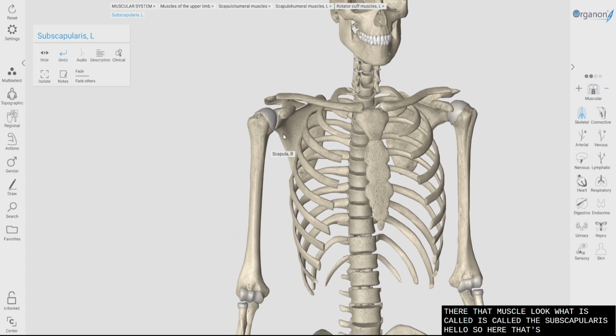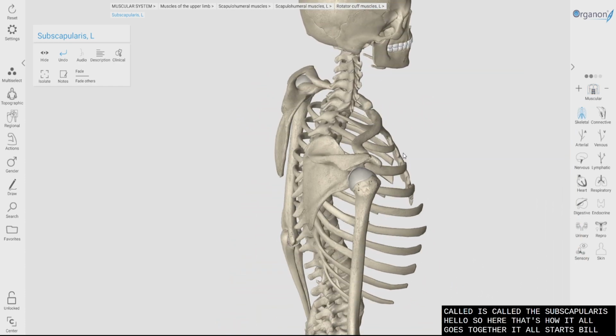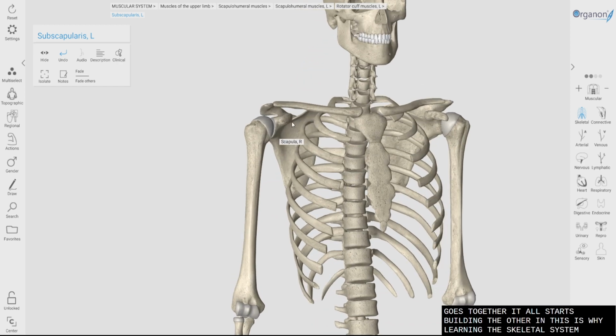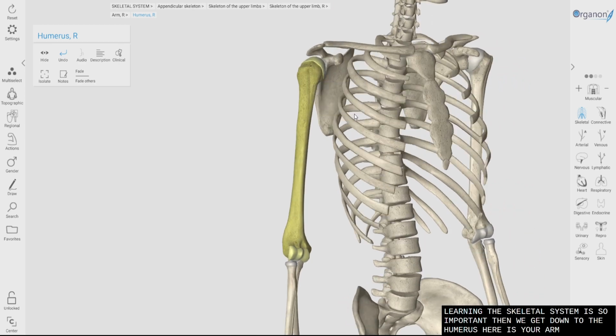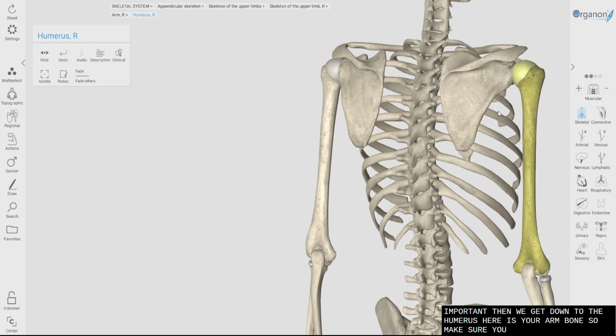So that's how it all goes together. It all starts building together. And this is why learning the skeletal system is so important. Then we get down to the humerus here. This is your arm bone. So make sure you understand the direction from this.